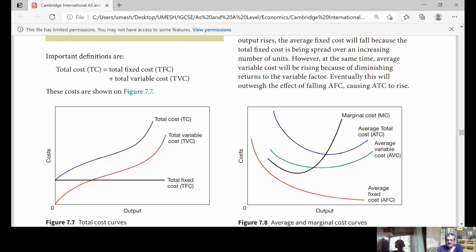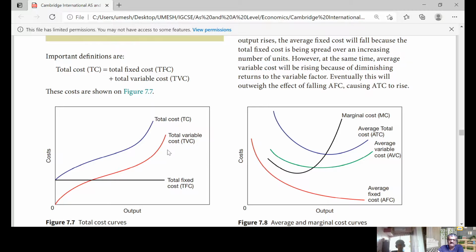There is nothing fixed. Which are the costs? Which are the payment of factors of production. That is land, you pay rent. Labor, you pay wages. Capital, you pay interest. And entrepreneur, you pay profit. These are the costs which are incurred by the enterprise. In the short run, there is one fixed cost, minimum, and minimum one variable cost. But in long run, all the costs are variable cost.